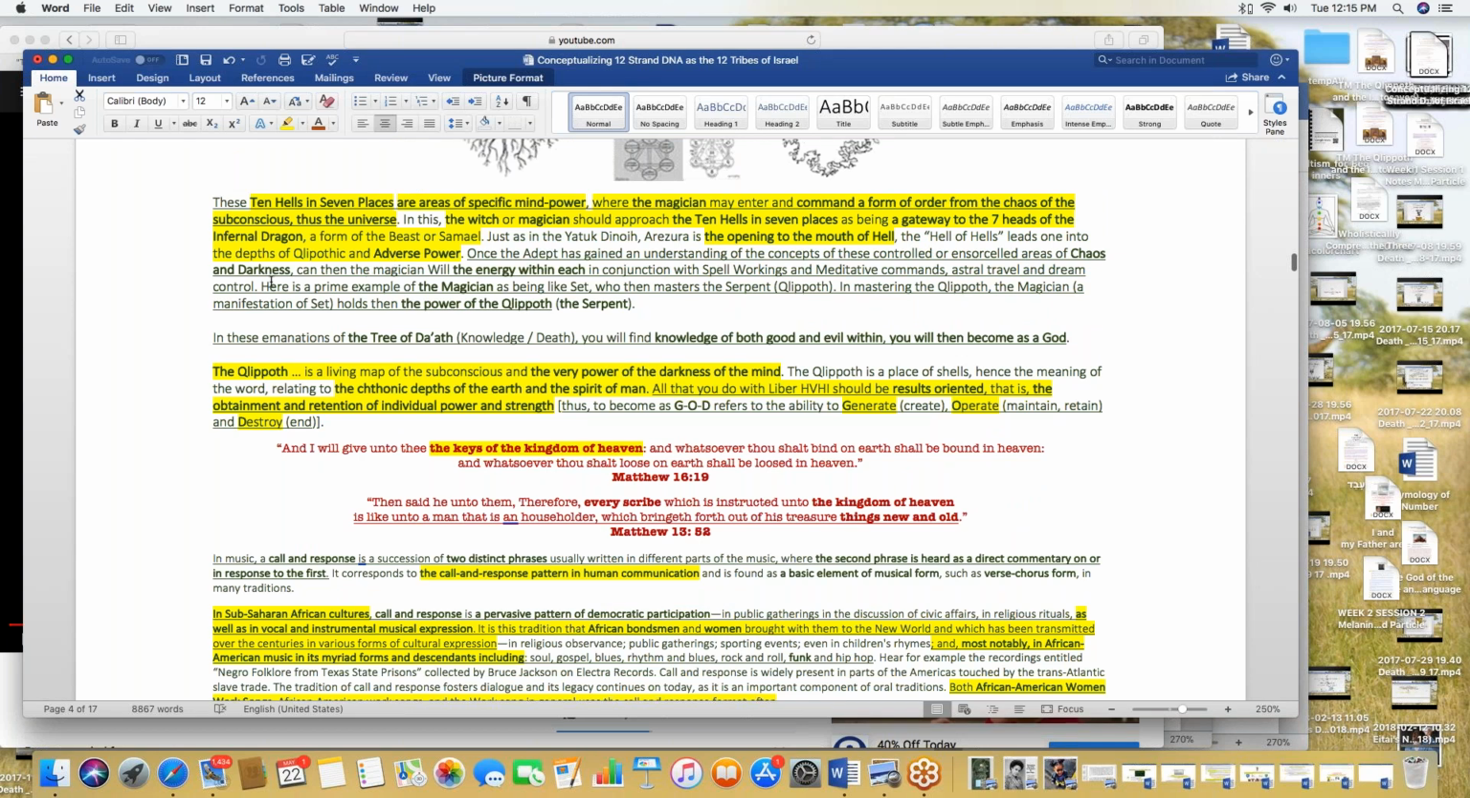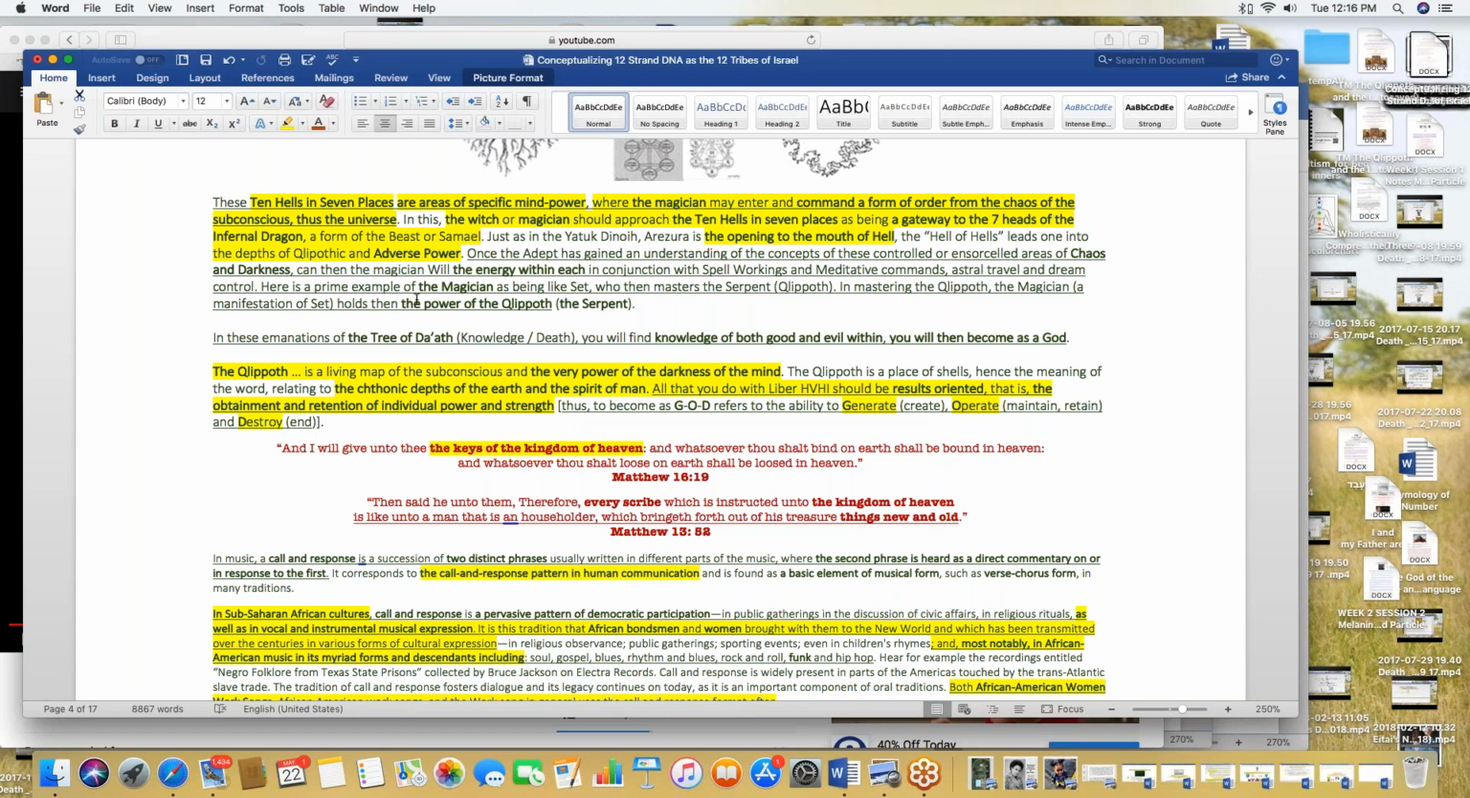This leads one into the dark, into the depths of the kalipathic and adverse power. Once the adept has gained an understanding of the concepts of these controlled and ensorcelled areas of chaos and darkness, then the magician will use the energy within in conjunction with spell workings and meditative commands, astral travel, and dream control.